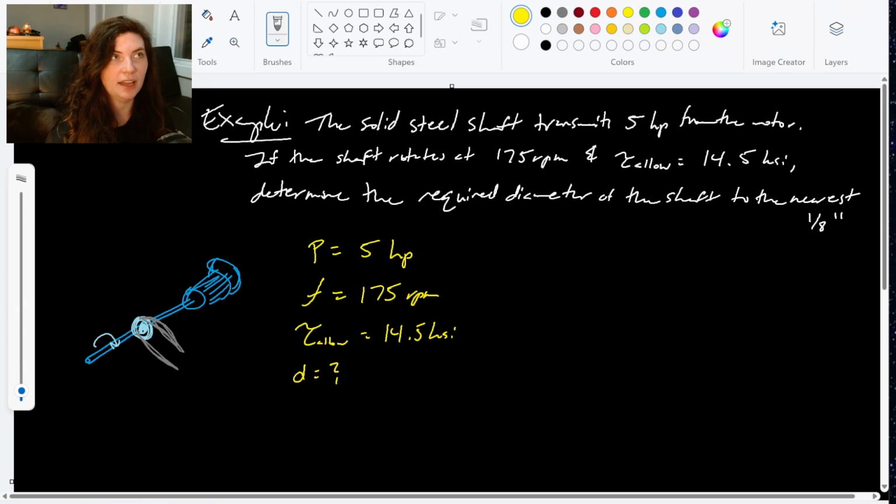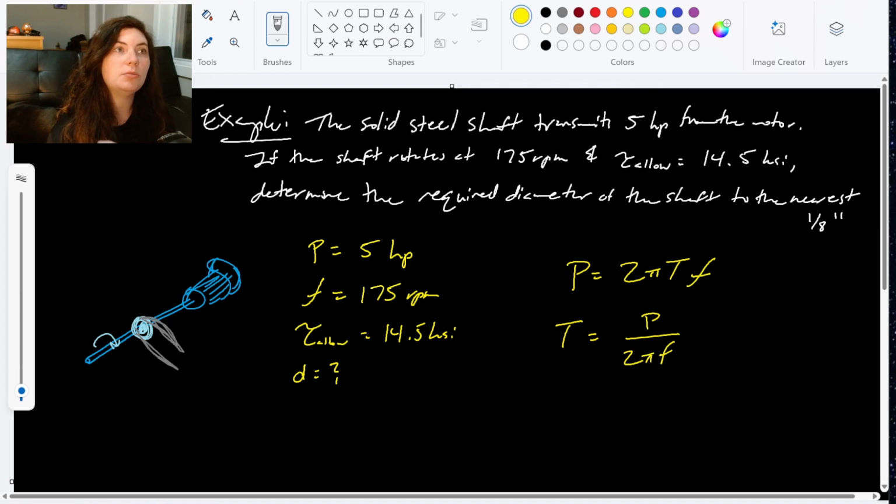That's all the information I'm given. Just looking at that, I know, hey, I have that power equation. Power is 2 pi torque frequency. So I can go find a torque, right? I'm given a power and a frequency. I know I can find a torque. My torque is going to be that power over 2 pi f.